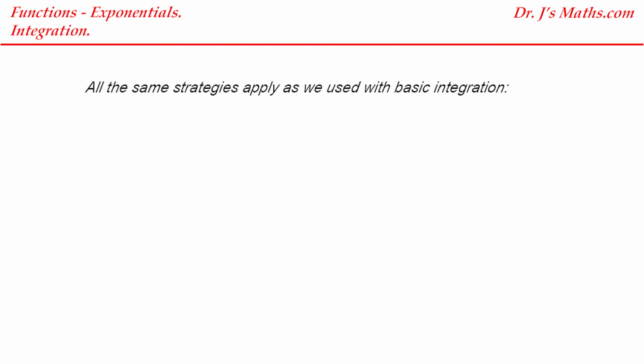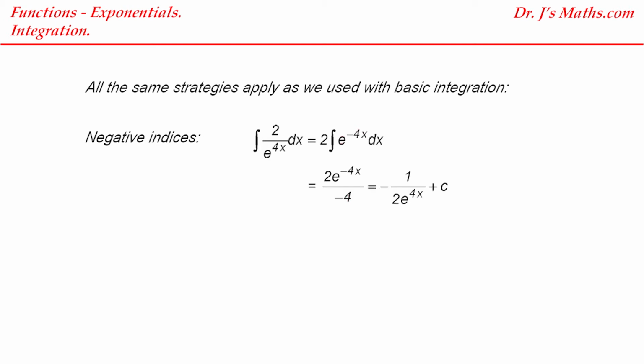All the same strategies apply as we used with basic integration. For example, if we have negative indices, we might have the integral of 2 over e to the 4x with respect to x. So the 2 is decoration, so put it out the front of the integral sign and bring the e to the 4x up into the numerator. So we have e to the minus 4x dx. Integrate that, we write the 2 down, e to the minus 4x goes to e to the minus 4x, divided by the derivative, which is minus 4. So tidying up, we have minus 1 over 2e to the 4x plus the location constant.